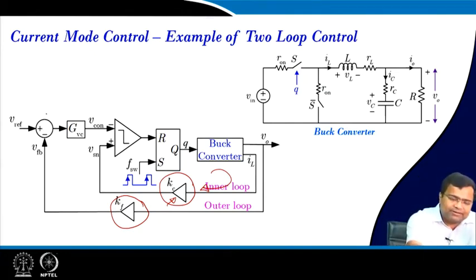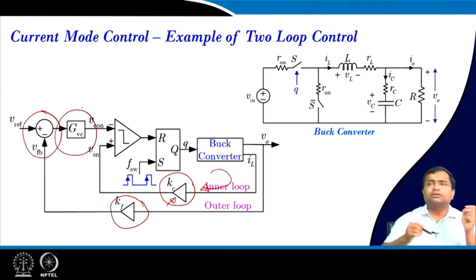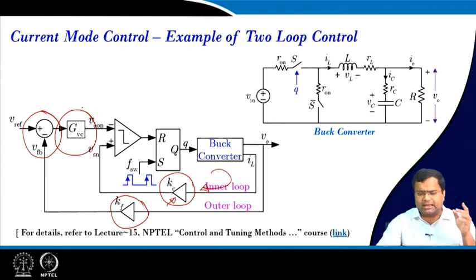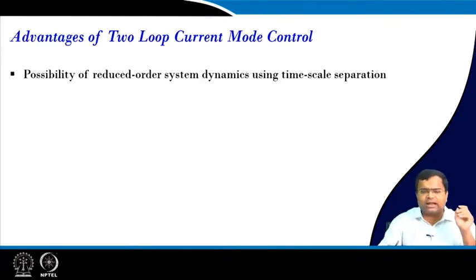Then you have a reference voltage and an error voltage, and that is multiplied by the voltage controller. We have discussed in detail in lecture number 15 as well as lectures 38 and 39 how to design a voltage compensator for a current mode control, so you can get details there. We are not discussing it here, but we first need to recapitulate the analog current mode control, which is a two loop control. What are the advantages?